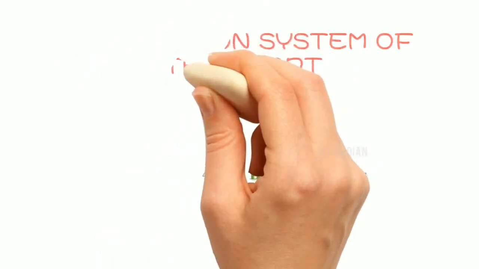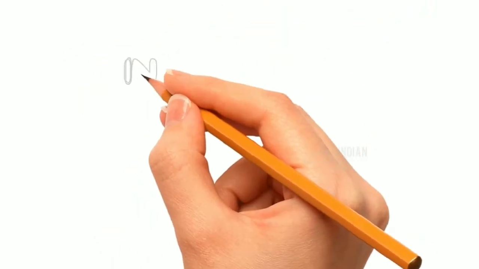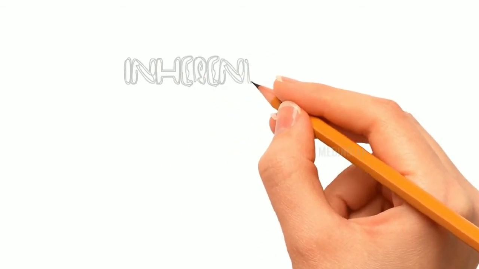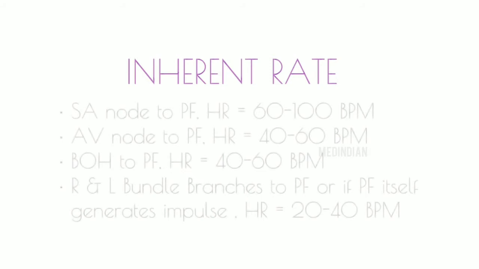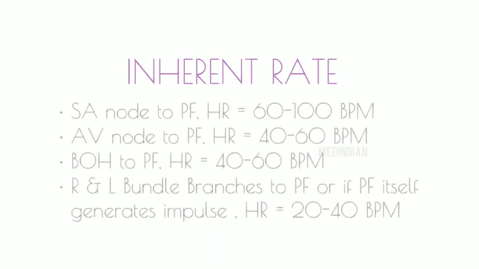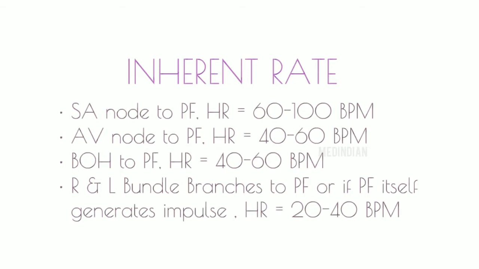Now, as we have gone through the conduction system of the heart, let's move into the next concept, which is the inherent rate. If the impulse is generated from the SA node and is conducted all the way to the Purkinje fibers, then it generates a heart rate of about 60 to 100 beats per minute. However, if the SA node fails or if there is a block somewhere near, then the AV node generates its own impulse, and when this happens, the heart rate will be 40 to 60 beats per minute.